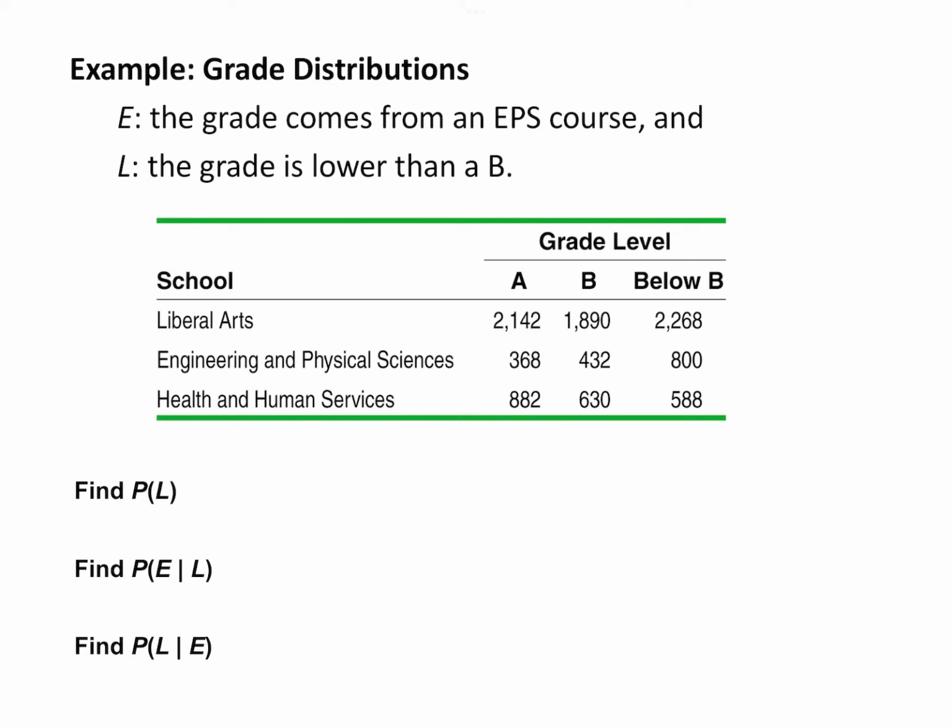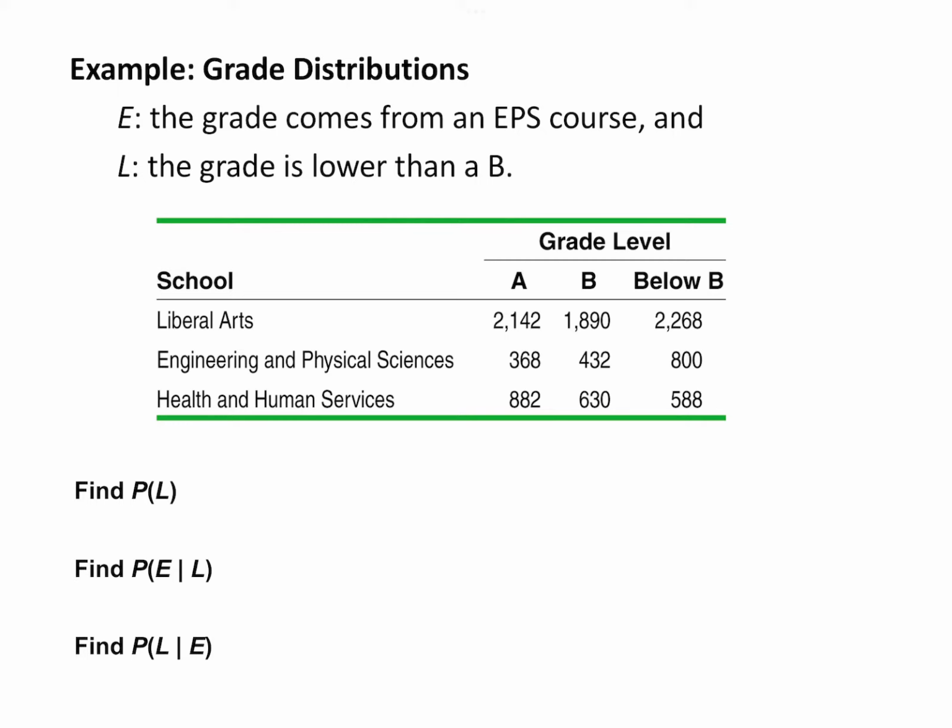So when we look at this, we have grade distribution. For example, we're going to let event E be the EPS course and event L be a grade lower than a B. Notice we also have liberal arts courses, engineering and physical science, which is our EPS, health and human sciences, and if you get an A, B, or below a B. So if I want the probability of L, this would be what we were looking at, for example, last class, finding the probability that you get a grade lower than a B.